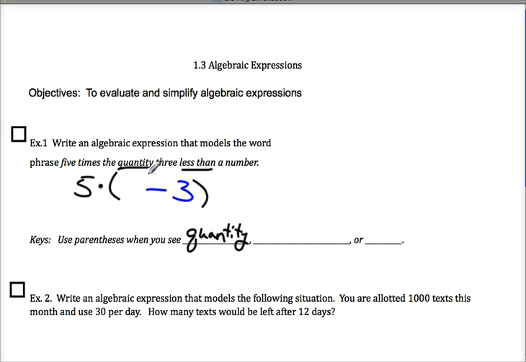You're going to subtract the 3 from something. What are you going to subtract it from? Whatever your favorite letter is. You could use X or N, and there you have your answer. So when you see quantity, parentheses. A couple other times when you want to use parentheses is when you see the word sum, or difference. I should have put difference before sum, but you get what I'm after there. So quantity, sum, difference: put parentheses, and whatever follows those 3 words, put that inside the parentheses.